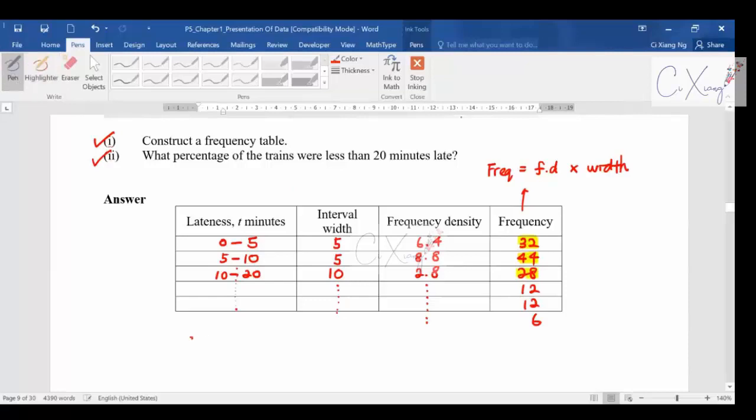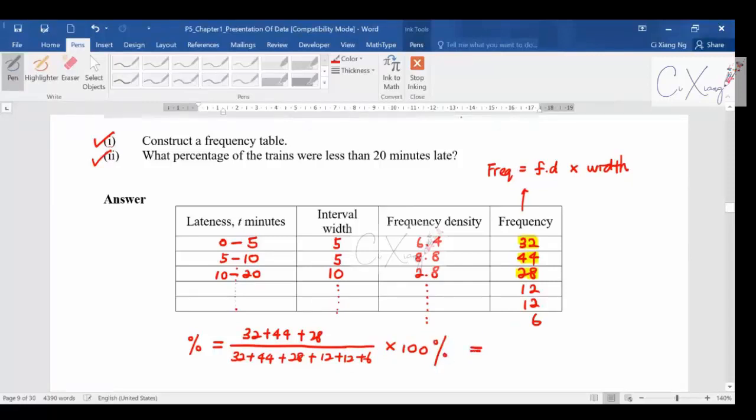To get a percentage, how should we do it? You take 32 plus 44 plus 28, divided by the total of the frequency. The total of the frequency is 32 plus 44 plus 28 plus 12 plus 12 plus 6. Because they are asking for a percentage, you have to multiply it by 100%.